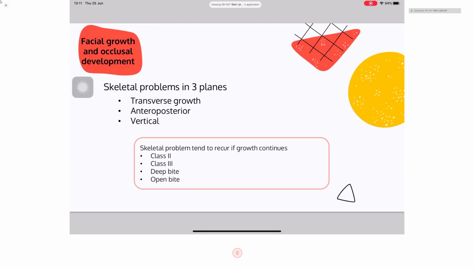The last cause of relapse is facial growth and occlusal development. Skeletal problems in all three planes of space tend to recur if growth continues. Transverse growth is complete first, which means that long-term transverse changes are less of a problem clinically than changes from late anterior-posterior and vertical growth. In late adolescence, continued growth can cause Class 2, Class 3, deep bite, or open bite, and requires careful management during retention.